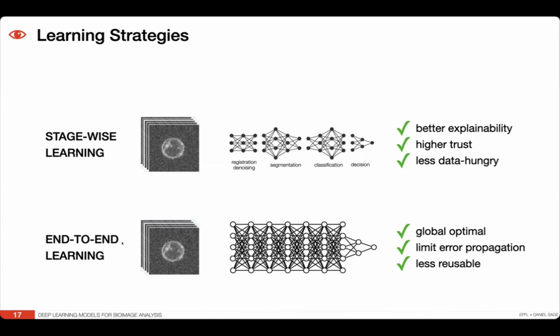The opposite way, and people are moving a lot in that direction, is end-to-end learning, where you have a global optimization. You have the input images, and at the end you have a decision. Here, in that case, for an organoid, it is valid or non-valid. That's it. True, false.